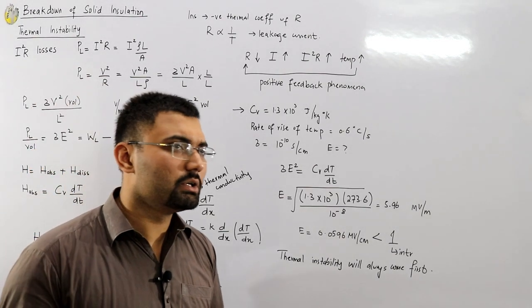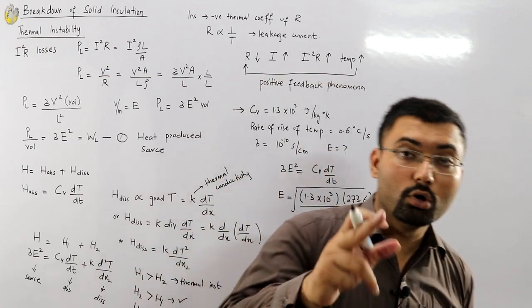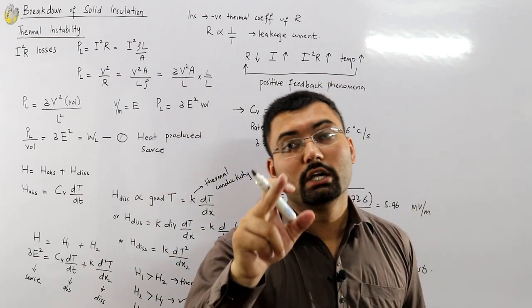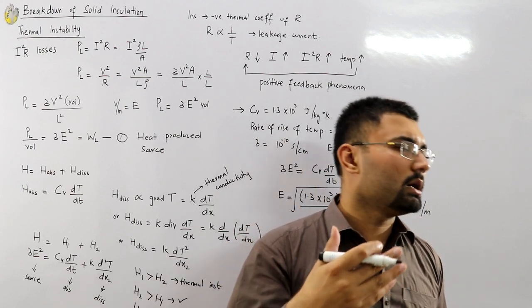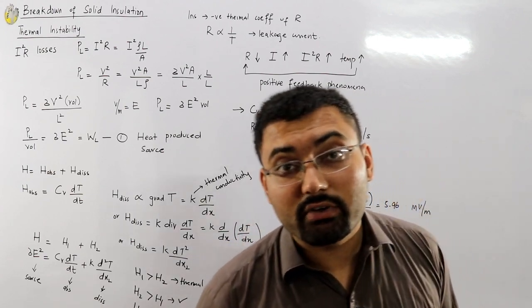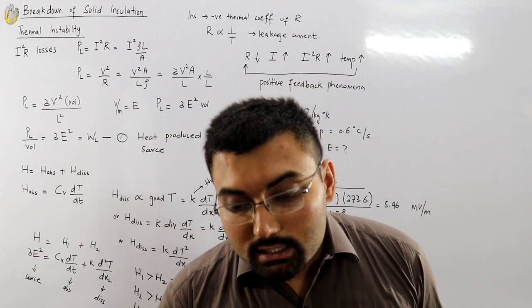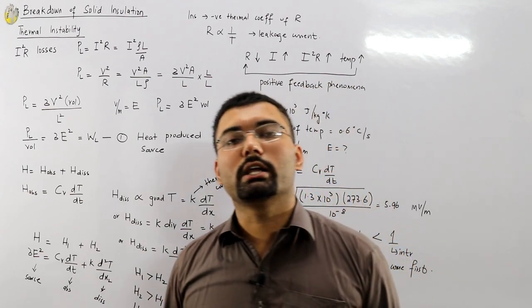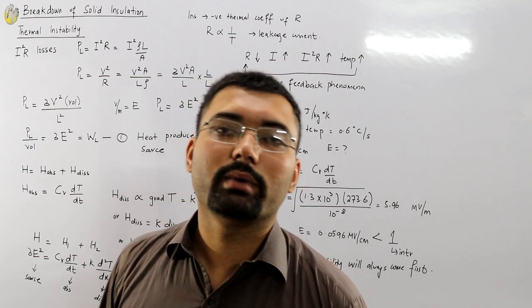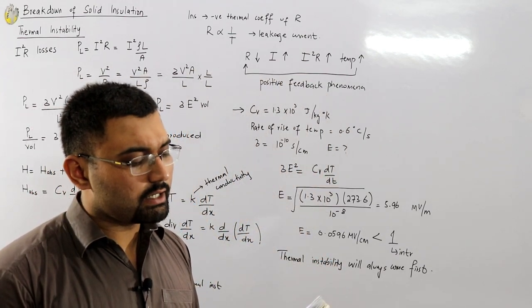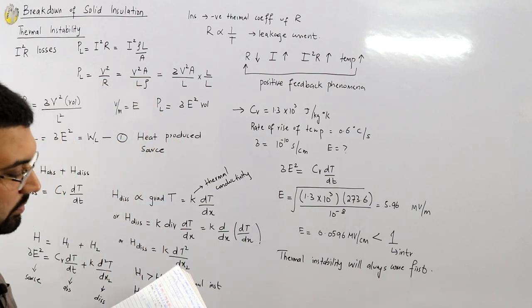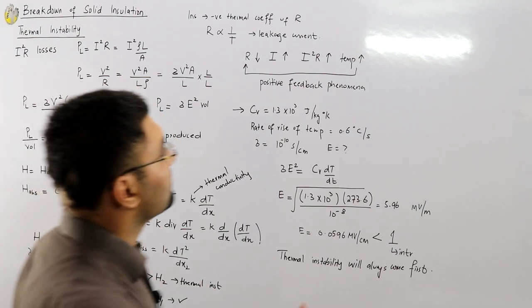Most faults on the insulation are due to thermal instability, and most of the insulation fails due to thermal instability. 90%. Let me just put down the figure. Let's say, just write it as more than 60% of the insulation fails due to thermal instability. Right? Under AC condition, the power loss per unit volume is given by what formula?